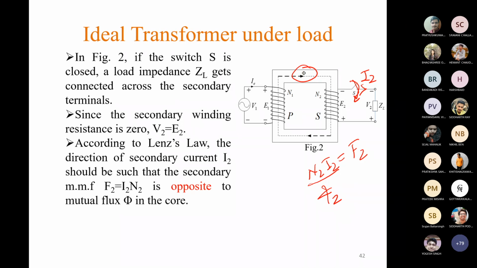This will happen as per Lenz's law. Yes, sir. Clear. The direction of phi 2 will be opposite to that of main flux phi. Now, if they are in opposite direction, this phi 2 will try to reduce the value of phi. Okay. Now, if phi reduces, what will happen?